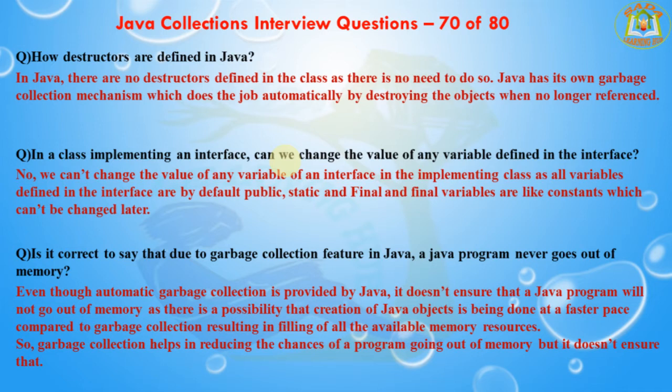Even though automatic garbage collection is provided by Java, it doesn't ensure that a Java program will not go out of memory, as there is a possibility that creation of Java objects is being done at a faster pace compared to garbage collection, resulting in exhausting all the available memory resources. So, garbage collection helps in reducing the chance of the program going out of memory, but it doesn't ensure that.